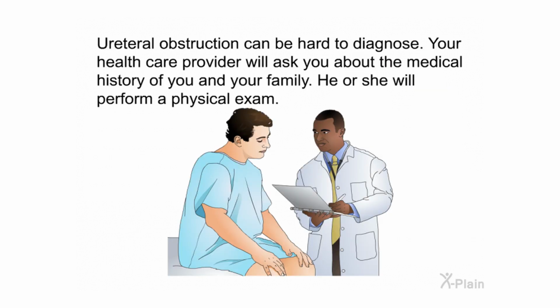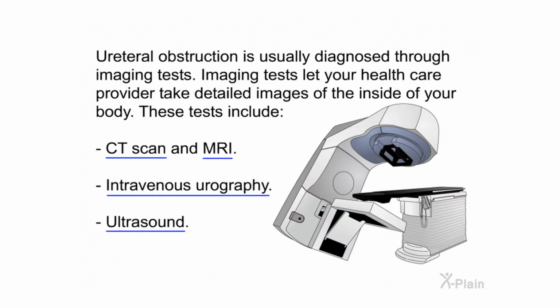Ureteral obstruction can be hard to diagnose. Your healthcare provider will ask you about the medical history of you and your family. He or she will perform a physical exam. Ureteral obstruction is usually diagnosed through imaging tests. Imaging tests let your healthcare provider take detailed images of the inside of your body. These tests include CT scan and MRI, intravenous urography, and ultrasound.